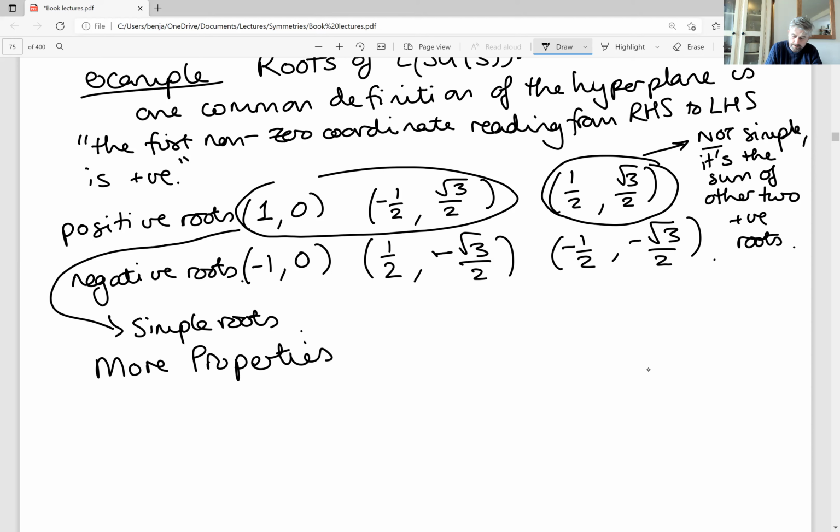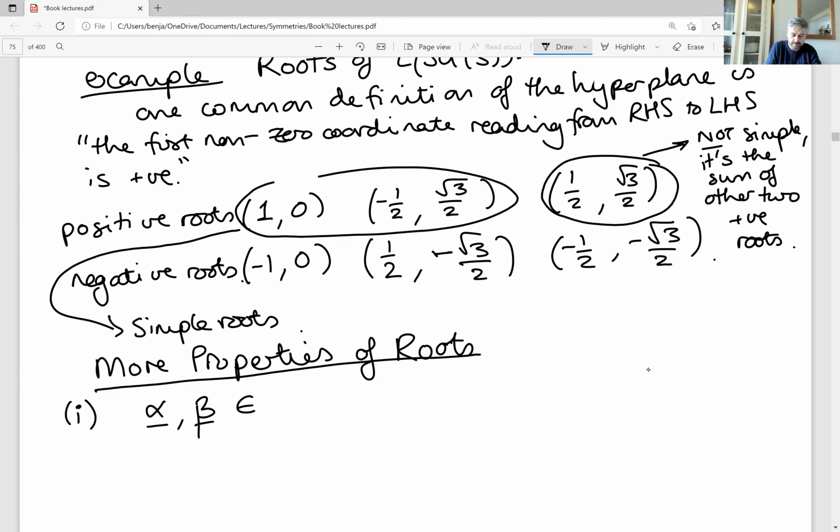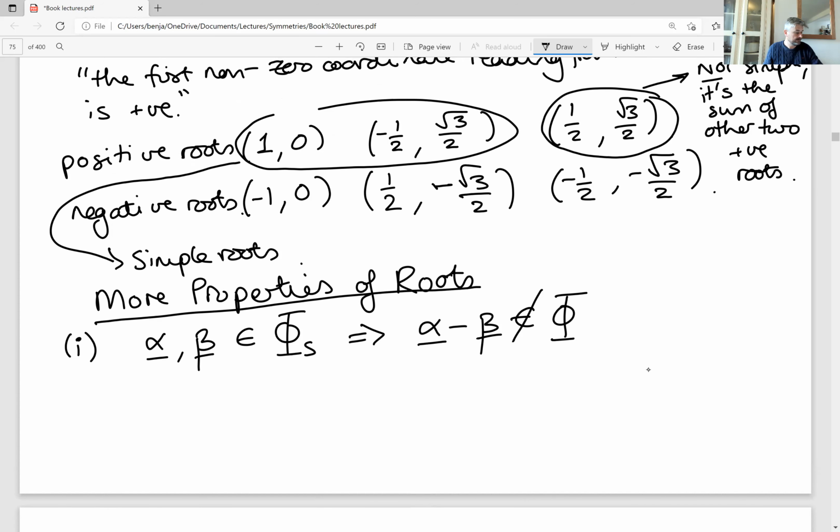So let's start with more properties of roots. We're going to prove 6 things here. Some of them are purely about simple roots. So for example, the first one is if we take 2 simple roots. Remember, the set of simple roots is called phi s. So we take any 2, alpha and beta in phi s, then the difference of them is not a root. So the difference isn't in the root set.